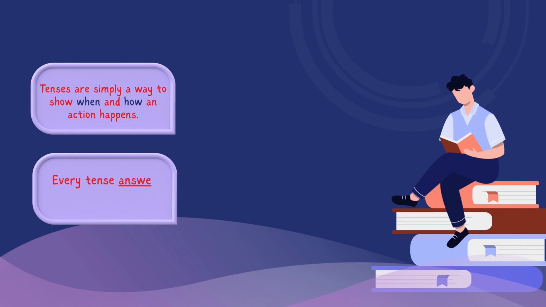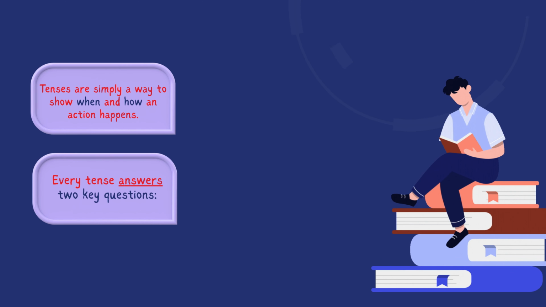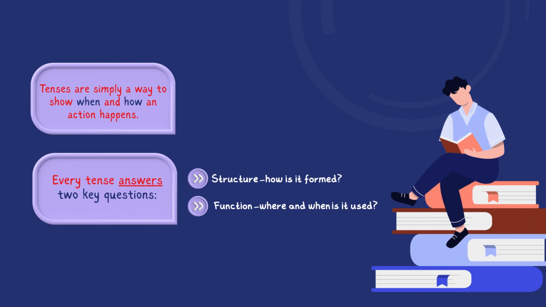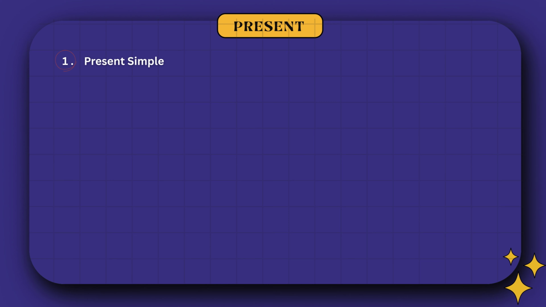Every tense answers 2 key questions. 1. Structure. How is it formed? 2. Function. Where and when is it used? Okay, let's run through all the tenses. Number 1. Present simple. This is one of the most common tenses in English, and also one of the easiest to use. Structure. Let's look at the structure first.